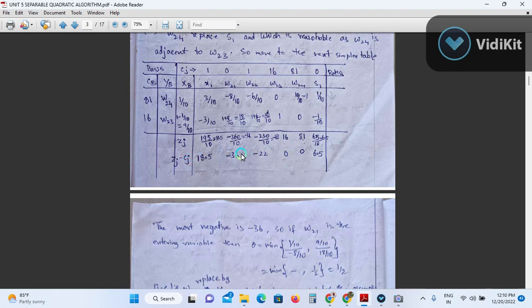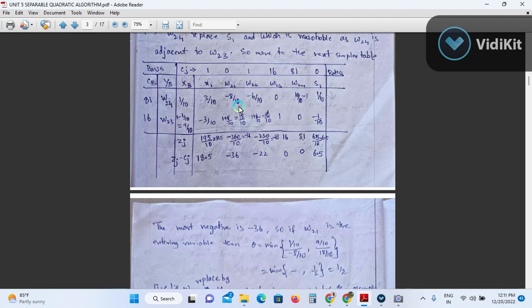So I have to choose the pivotal column, right? I choose the pivotal column as W2. So this column is the pivotal column. Now the next one is what? I have to choose the pivotal row. How do you choose it? The basis value divided by the pivotal column, right? So 1 by 10 divided by minus 8 by 10. So it is negative, therefore we should avoid it.